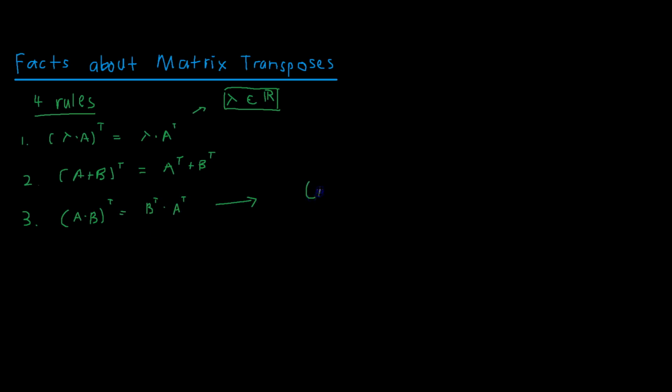Now a common mistake by many students is to think that it is commutative. So they get their order incorrect and think that when we multiply two matrices and take the transpose, it's equal to the transpose of the first matrix multiplied by the transpose of the second matrix, which is not true.